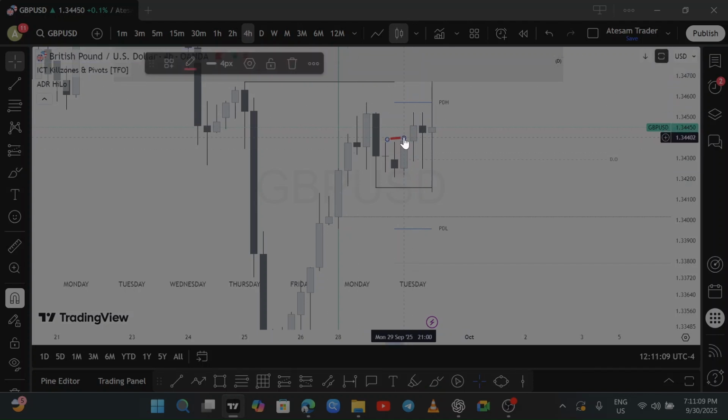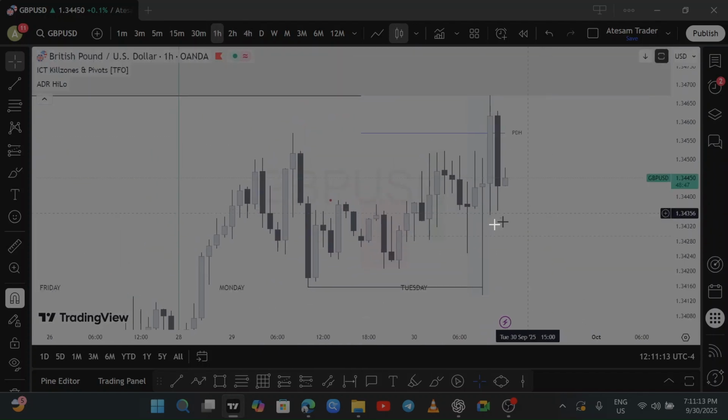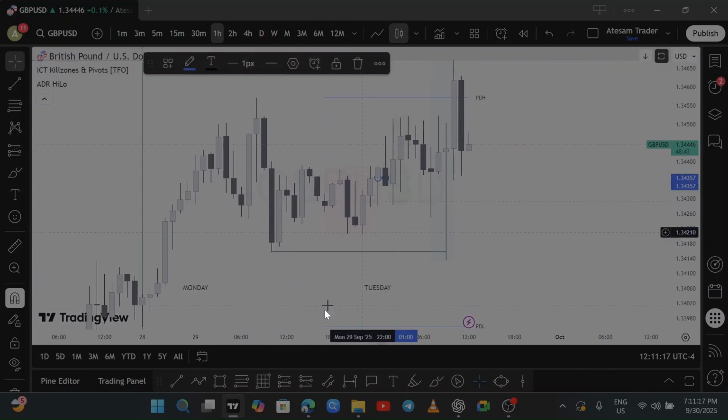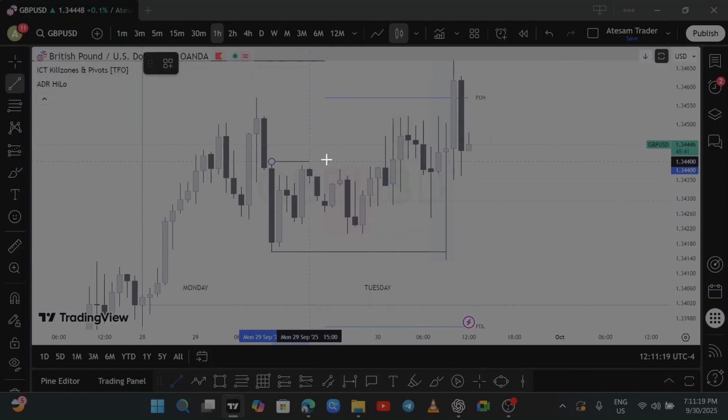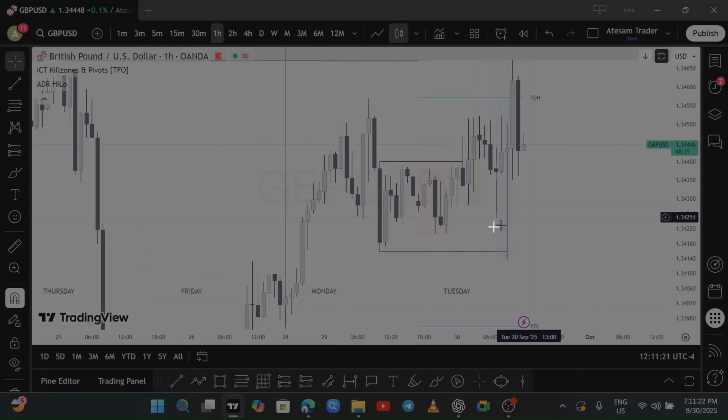So how did I take confirmation? I took confirmation on the 1 hour. If you see this candle, it swept all this liquidity, and what do we have? Expansion in, expansion out, expansion coming in. This is a reversal into consolidation. That means this is a continuation price action.